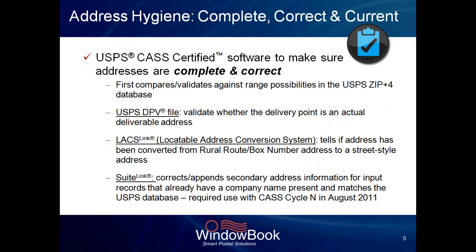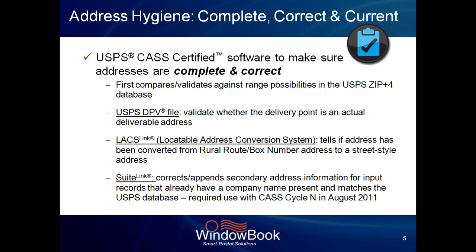So just going into a little bit about our presort software. When you're talking address hygiene, you want to make sure you follow the 3 C's of address hygiene. You want addresses that are complete, correct, and current. And in order to do that, the first step is to use CASS certified software to make sure that your addresses are complete and correct.